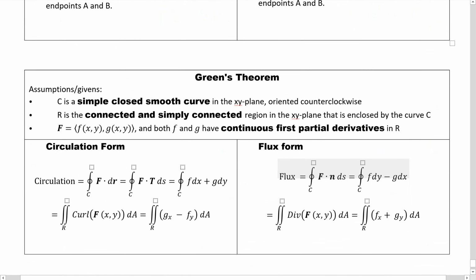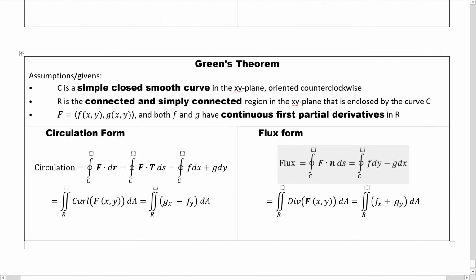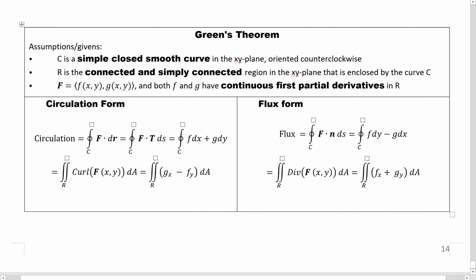Okay, so Green's theorem. I gave you a summary of Green's theorem. The assumptions: we assume C is a simple closed smooth curve in the xy plane oriented counterclockwise, and R is the connected and simply connected region in the xy plane that is enclosed by the curve C. And F is a vector field whose coordinate functions both have continuous first partial derivatives.